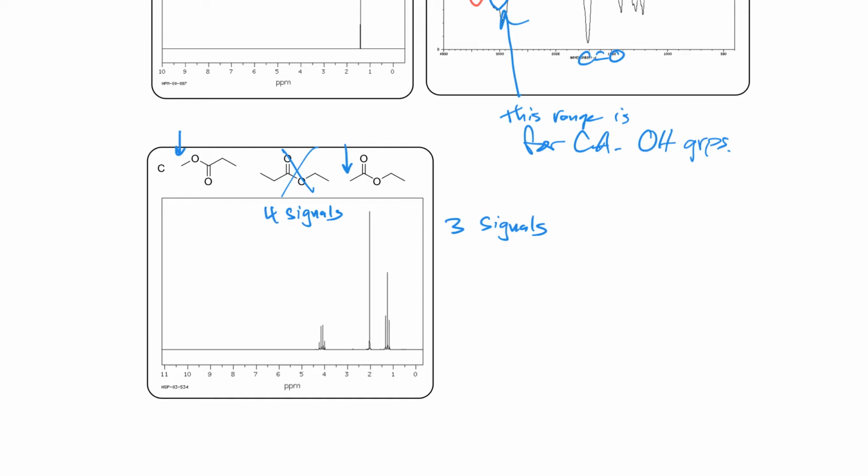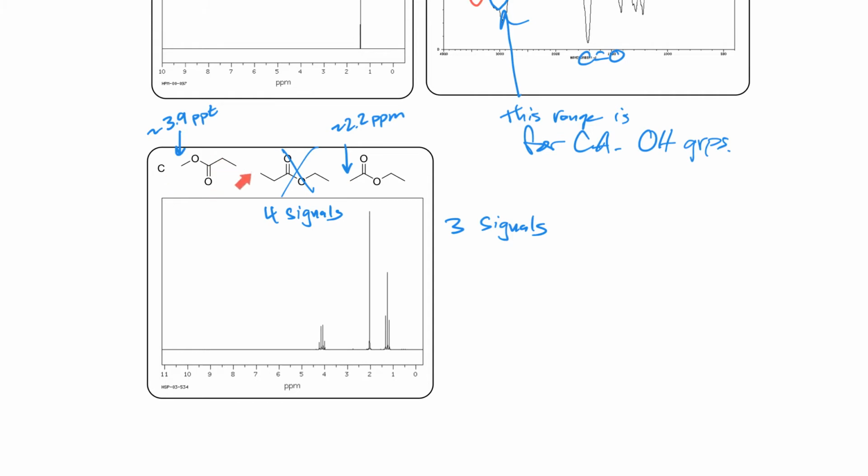And so the shift of this one should be 3.9 or so. And the shift of this one should be about 2.2. And so you'll see that the signal here, the singlet at 2.1, 2.2, is much more indicative of this methyl than it is over here.